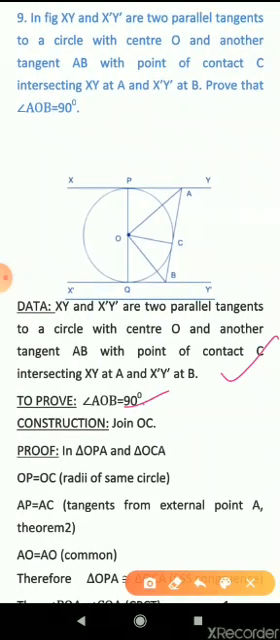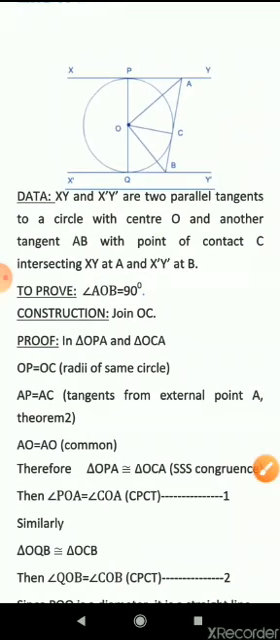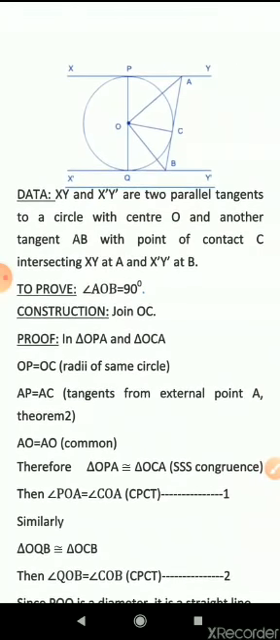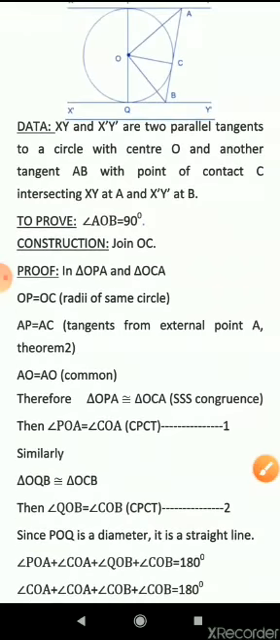Here a simple construction, you just have to join OC. For the proof, consider this triangle and this triangle and make them congruent by using SSS congruence. Take radii as common, tangents from an external point, and the common side for both triangles. So by SSS congruence, these two triangles are congruent. Then you write that two angles are equal by CPCT. Similarly, triangle OQB is congruent to triangle OCB. Then again write the two angles equal by CPCT.